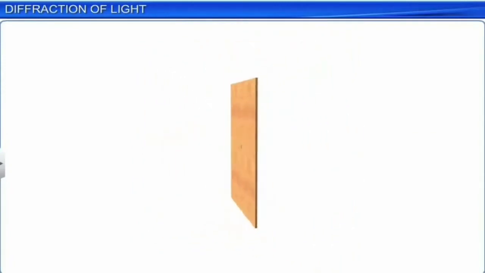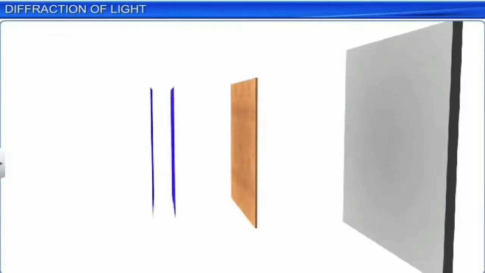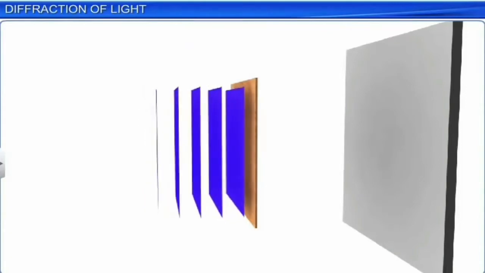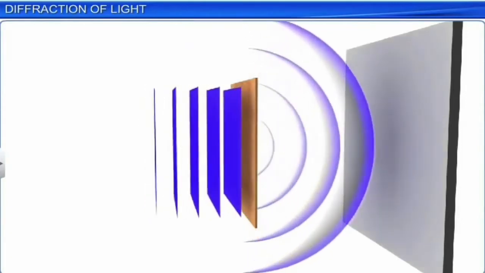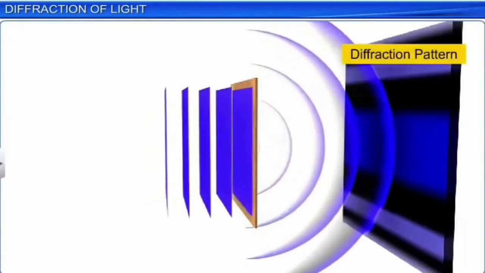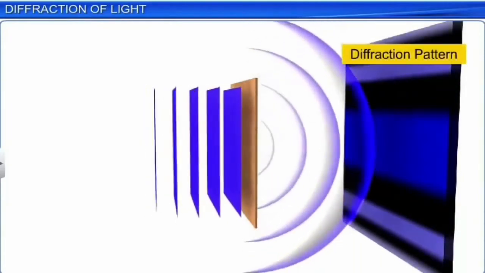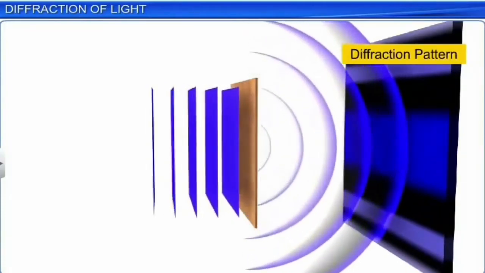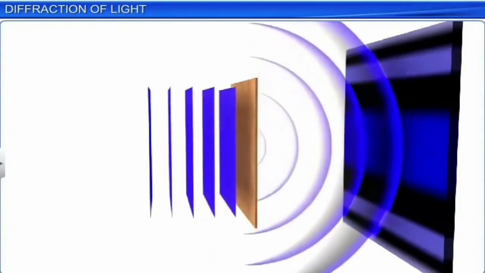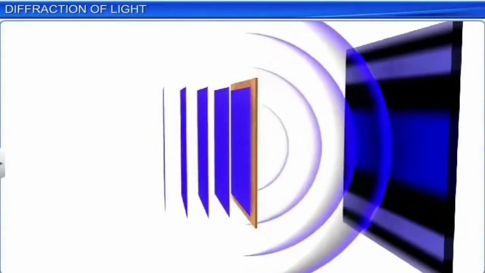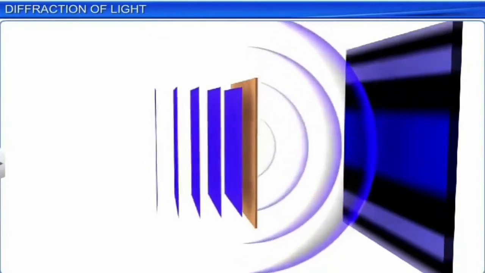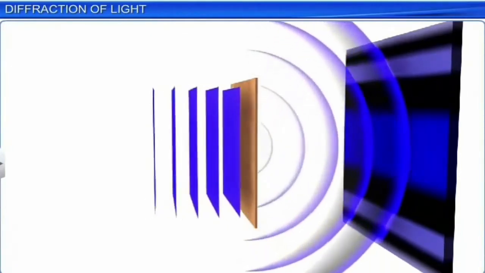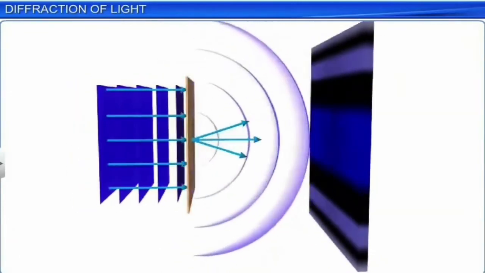Now let us consider the diffraction at a narrow slit. On either side of the narrow slit, we are keeping one source of light and a screen. The source of light is a monochromatic source of light. The monochromatic light falling on the narrow slit produces the diffraction pattern on the screen, which consists of a central bright region, and on either sides it has alternate bright and dark regions. But the intensities of the bright regions fall off very rapidly on either side of the central bright region. Now let us see how can we explain this diffraction pattern due to a narrow slit.